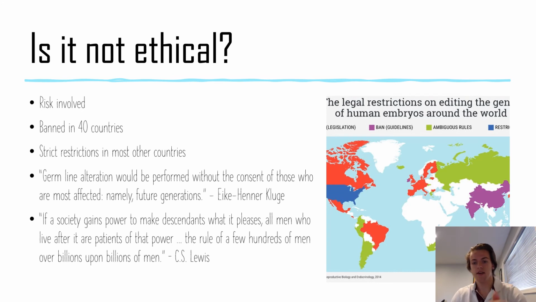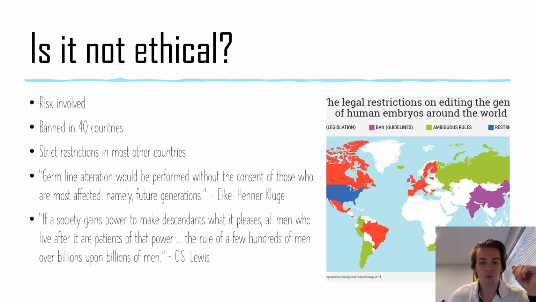I put the map there again so we can look at it just while I'm talking. There is risk involved when it comes to experimenting on humans, as there always is. Every human experiment is risky and frowned upon in most countries, in fact banned in 40 countries, like I said multiple times. And I have two quotes here that I think are important to look at. Not that these people are well-known scientists. I mean, it's C.S. Lewis, but they're just really important to think about.